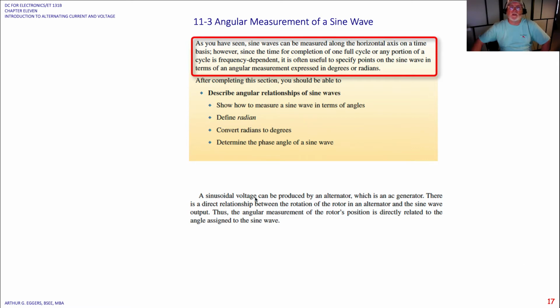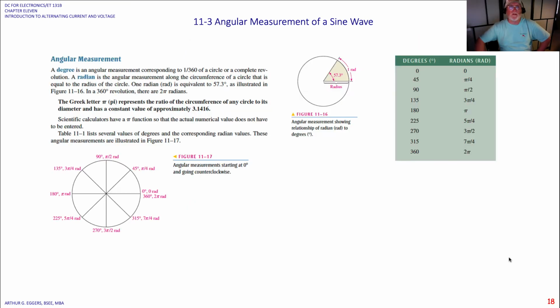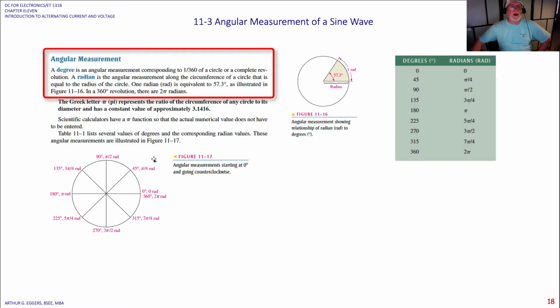A sinusoidal voltage can be produced by an alternator, which is an AC generator. There is a direct relationship between the rotation of the rotor in an alternator and the sine wave output. Thus, the angular measurement of the rotor's position is directly related to the angle assigned to the sine wave. So what we need to look at is something called the unit circle and breaking down the radian relationship.